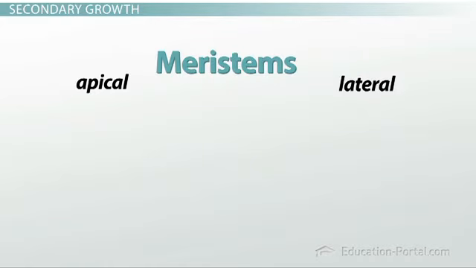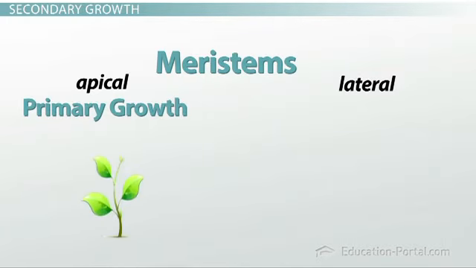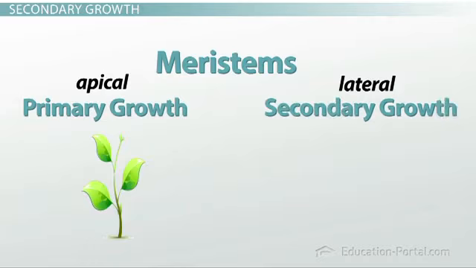As we just reviewed, primary growth occurs at the apical meristem and increases plant stem length. Secondary growth is growth at the lateral meristem and increases the girth of the stem. This type of growth is only found in dicots and is not found in monocots.